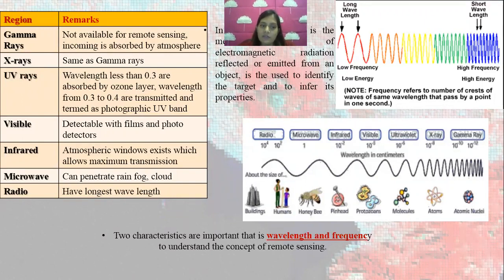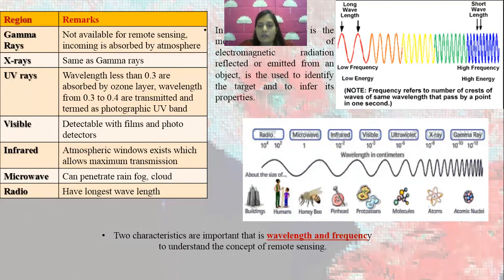UV rays, who absorbs them? The ozone layer. We all know that, and that is termed the photographic UV band. Then comes visible, detectable with films and photo detectors. This visible range is important because through it we classify and process our satellite image, and do further processing on it. Next are infrared, microwave, and radio waves.